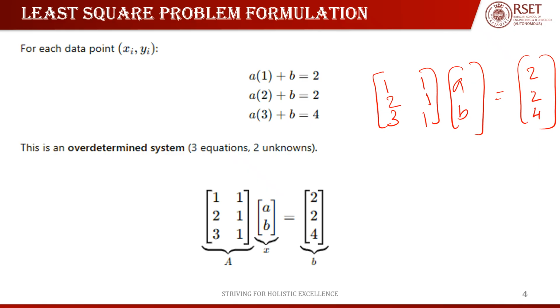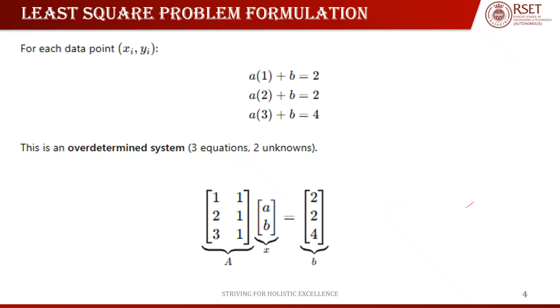Now in the least square method, what we do is we'll need to get the norm of Ax minus b. So for that we need the square of the norm of Ax minus b. So we'll see how we'll get the value. So to get the norm, this is your A, this is your x, this is your b.